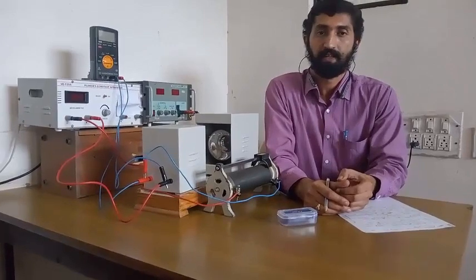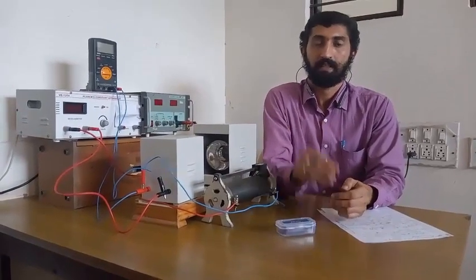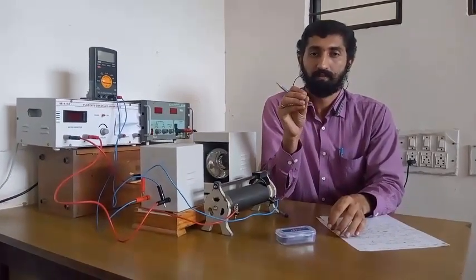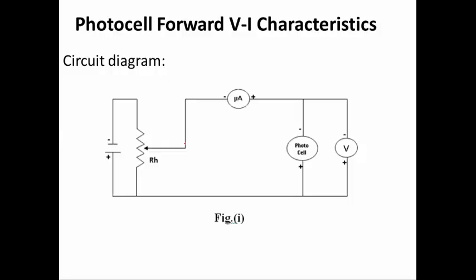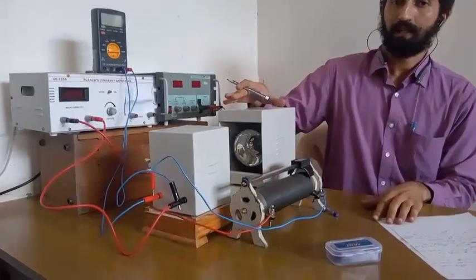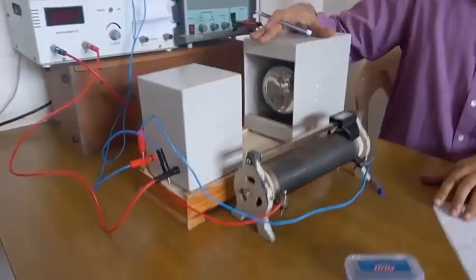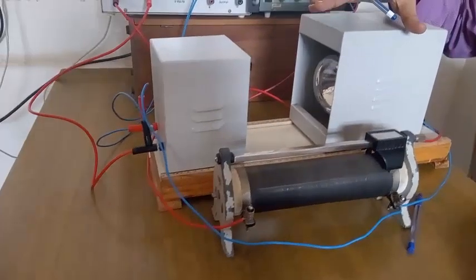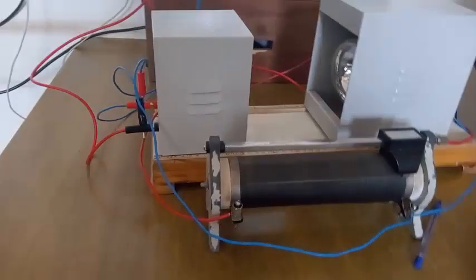For this forward VI characteristic, the connections will be made as shown in the circuit diagram. In this circuit, this is the variable power supply, this is the rheostat, this is the microammeter, this is the photocell, and this is the voltmeter. Here, the connections are made already as shown in the circuit diagram. Let us see the connections one by one.